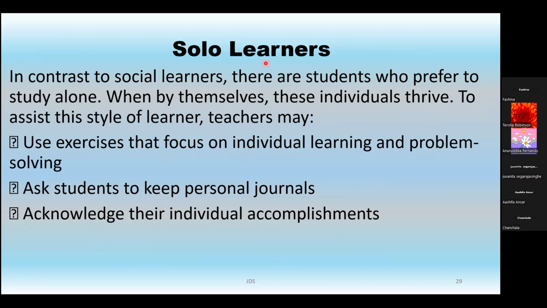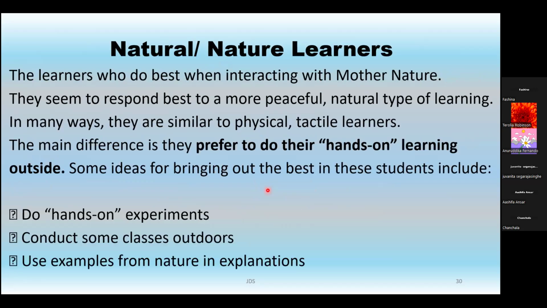So for the solo learner, teacher has to be more careful in noting down their preferable learning style, whether they are auditory or visual or kinesthetic. Accordingly, teacher needs to cater to them. The last one, natural or nature related learners.